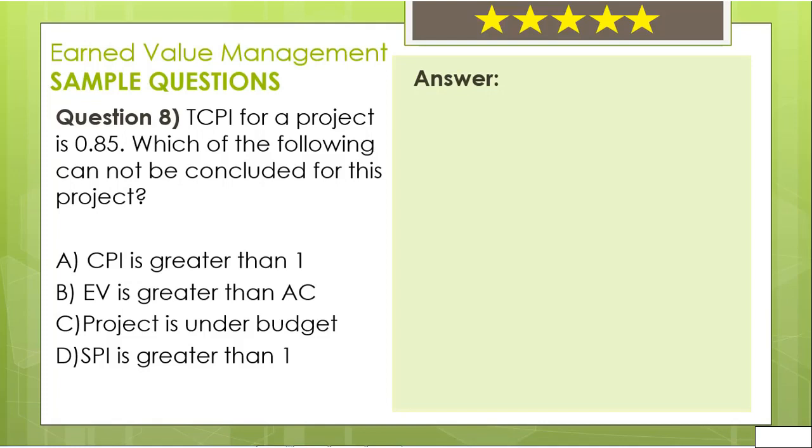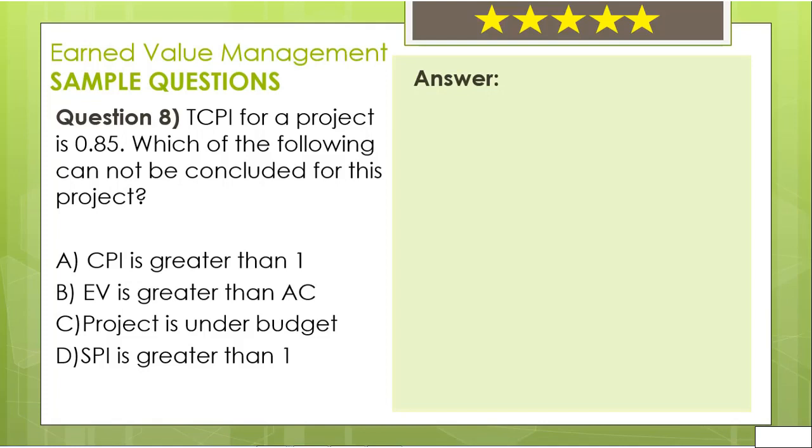If you remember the formula for CPI, it was earned value divided by actual cost. Since we know that our CPI value is greater than 1, the earned value should be greater than actual cost. Therefore, B cannot be the correct answer as well. Only D is left. It says SPI is greater than 1.